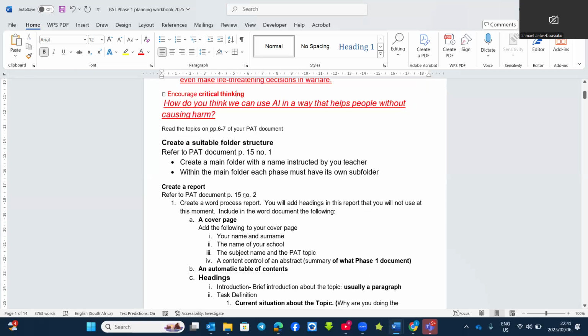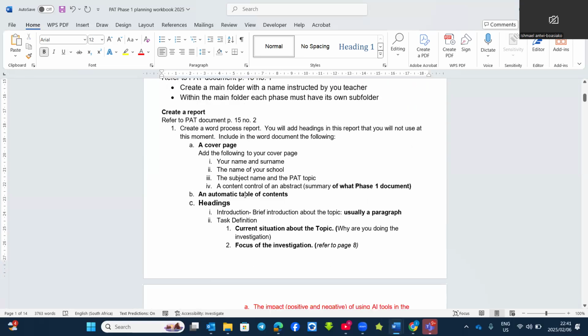When you talk about phase 1, you first have to create a Microsoft Word report. That's the first thing you must do. To create a Microsoft Word report, we are going to first start with your cover page.